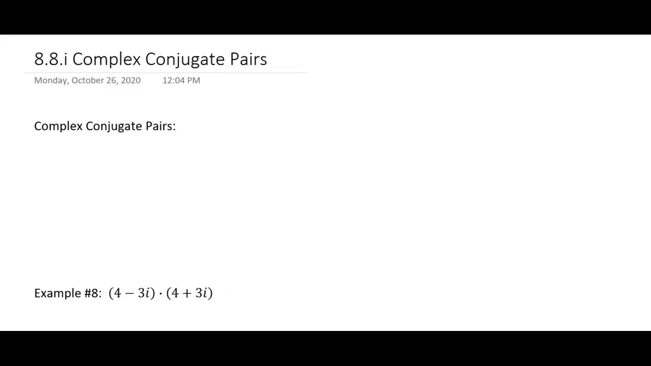So we're going to talk about complex conjugate pairs, and we've had this before. When you have a plus b times a minus b, those are conjugate pairs, and when you multiply them, you get a squared minus b squared. Remember we talked about the difference of squares and how that relates. So we're going to use that concept now to multiply these two complex numbers that are conjugate pairs.